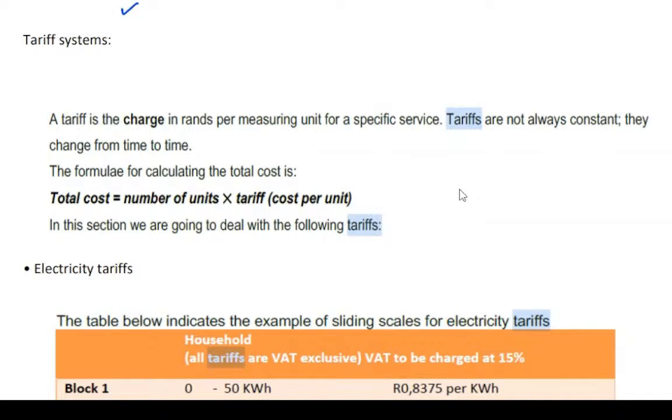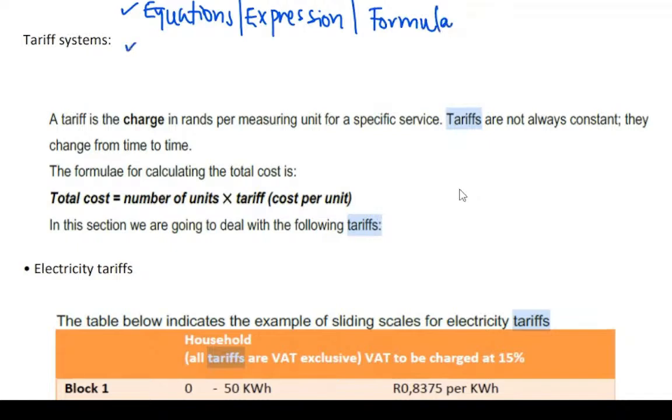We shall expect you to create what we call expressions, not equations. Or the other word they like using, it's called a formula. Then number two, from the formula, it will be easy for you to complete or to find the missing values in a given table.